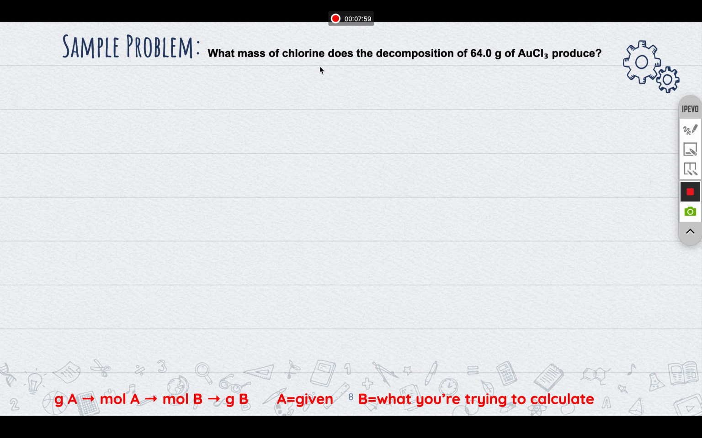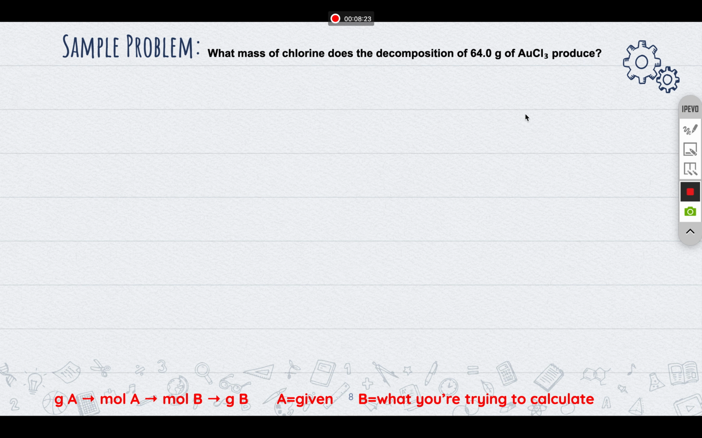Now it says what mass of chlorine does the decomposition of 64 grams of gold 3 chloride produce. Right away you should know that we are comparing chlorine to something. So this is what's given, this right here would be A, and this is what we're looking for, so this would be B.